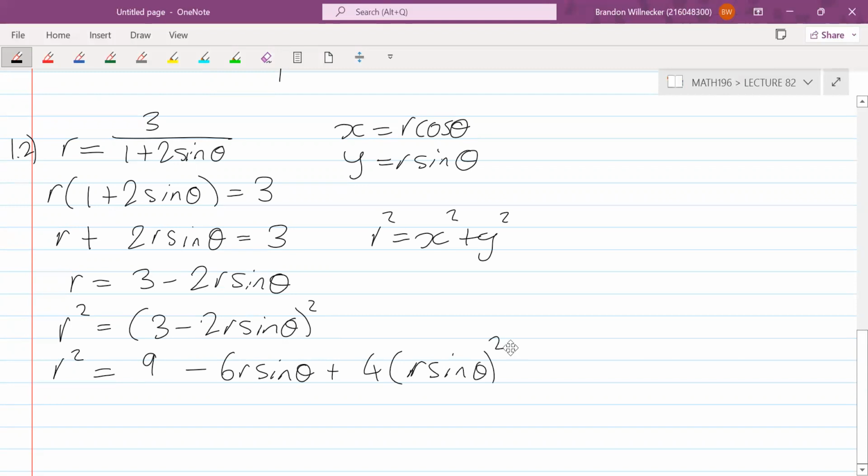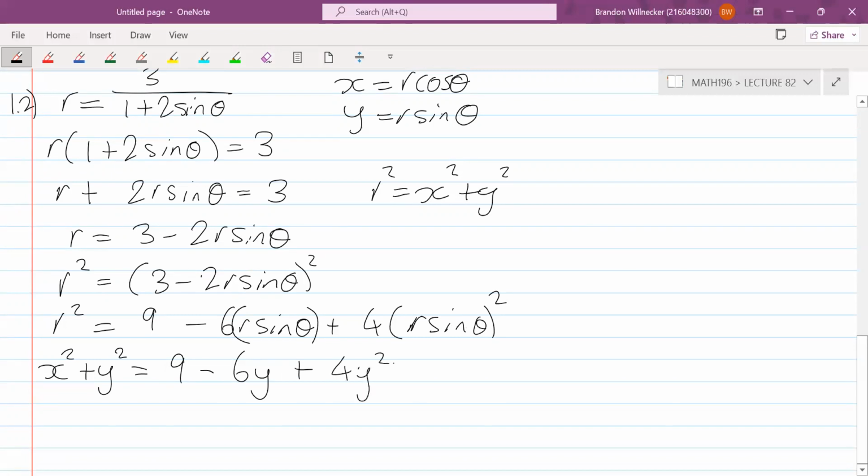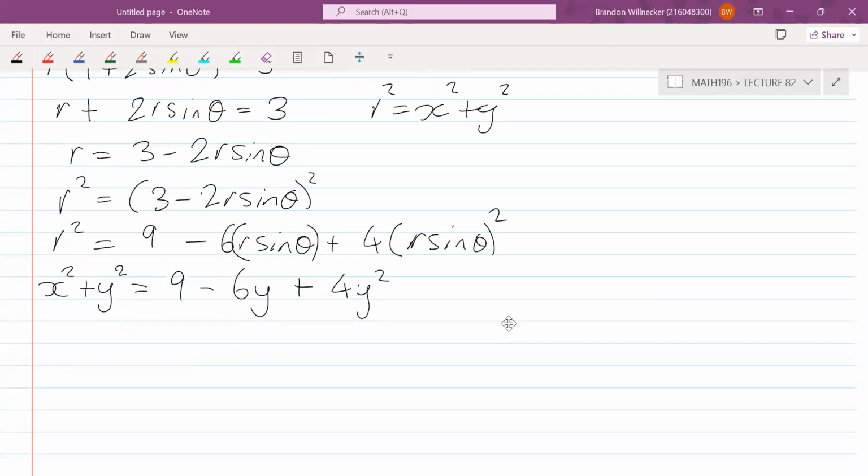Okay, now we can put in all of our conversion terms. So r squared, that's going to be x squared plus y squared. That's equal to 9 minus 6 times r sine theta. That's going to be y. And (r sine theta) squared is going to be y squared. Okay, now we can take all of the x and y terms to one side. So we're going to have x squared plus y squared minus 4y squared plus 6y is equal to 9.